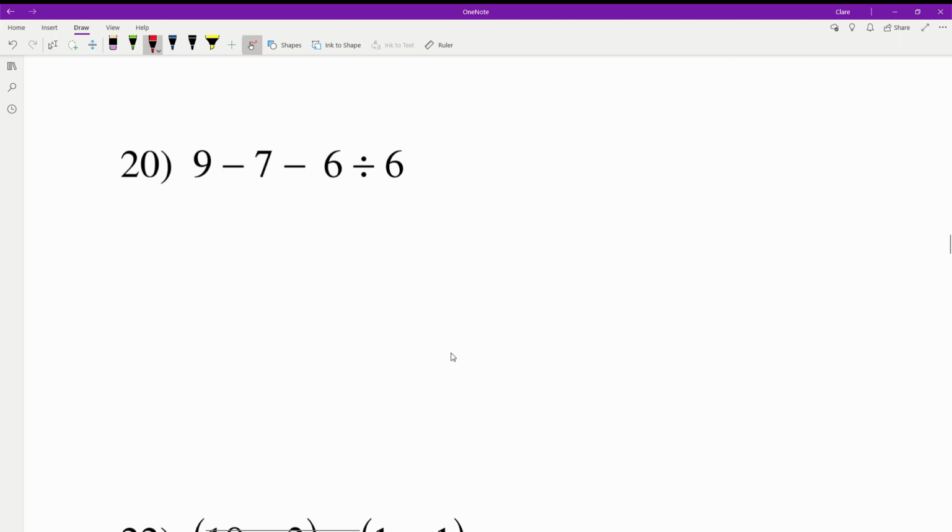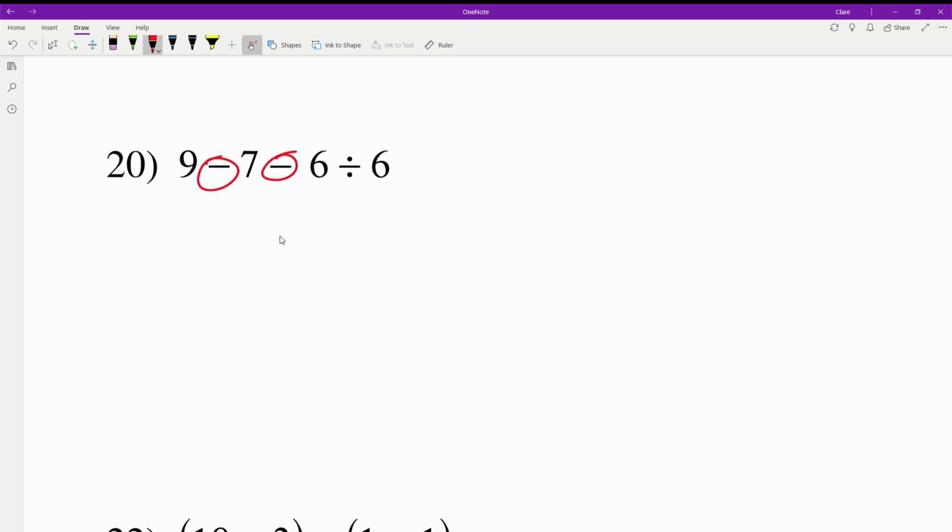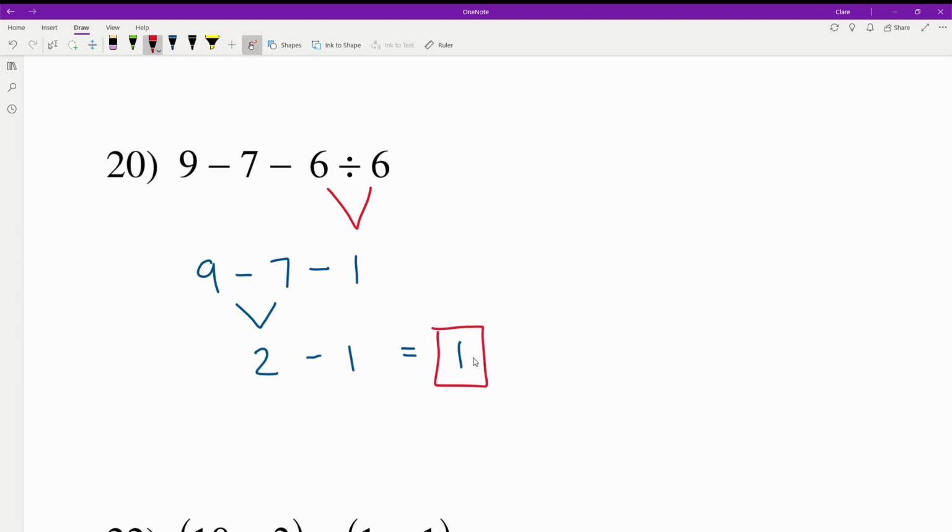In number 20, I don't have any parentheses, I don't have any exponents, so what comes next? Multiplication and division. So I'll be doing division first, and then after that, addition and subtraction come, so I'll work left to right. 6 divided by 6 is going to give me 1. So I have 9 minus 7 minus 1. Working left to right, 9 minus 7 is going to be 2, and then I'll subtract 1. 2 minus 1, that equals 1. So 1 is my answer for number 20.